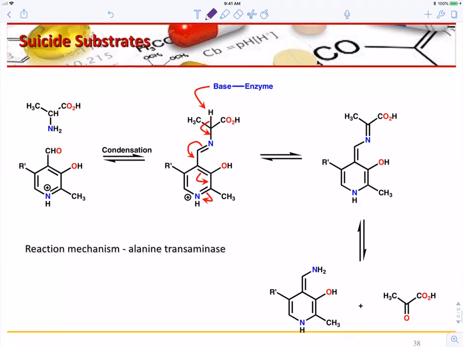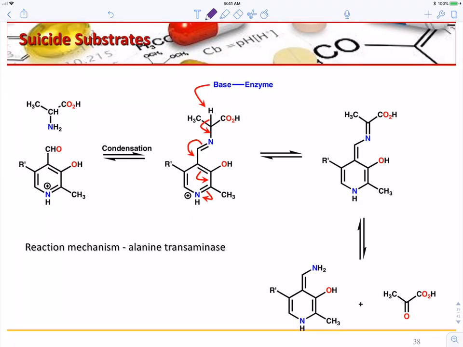So in the reaction mechanism, we have the formation of the Schiff base, just like we did with the natural alanine. Right? So formation of a Schiff base, and then deprotonation of this intermediate, formation of a second intermediate, and then finally breakage of this bond to release the amine on the pyridoxal and the pyruvic acid.